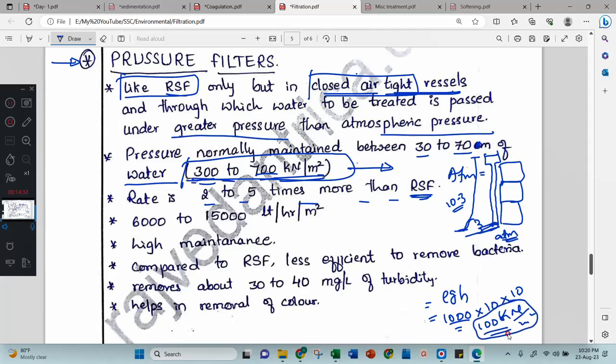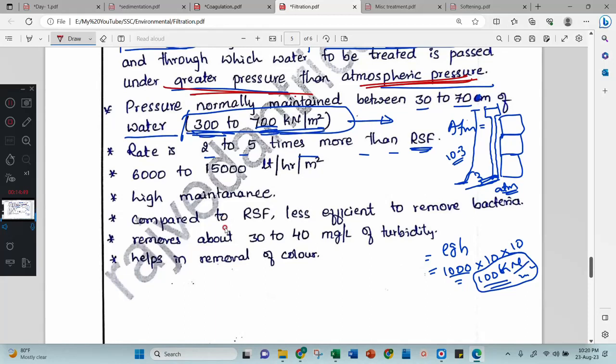But how much are they applying here? 300 to 700 kilonewton per meter square. That's why they said greater pressure than the atmospheric pressure they are applying. Now look at how much rate they are getting. They are getting 6,000 to 15,000 liter per hour per meter square. Very huge it is. Okay.